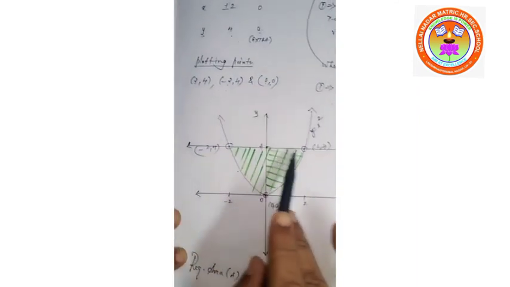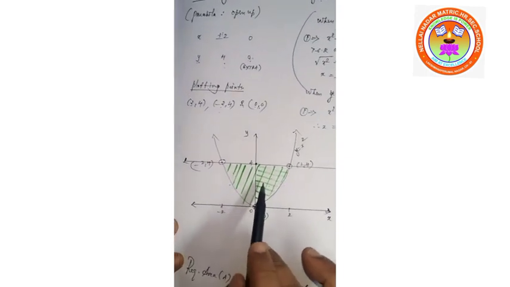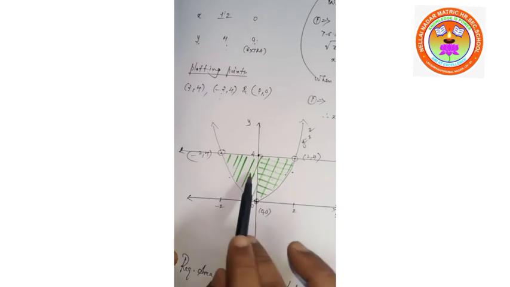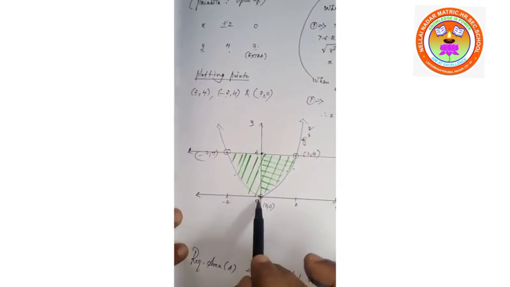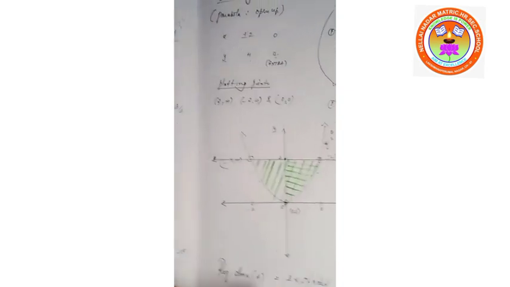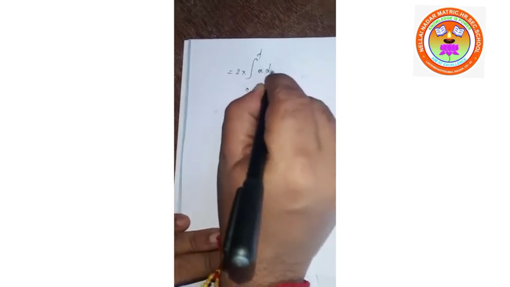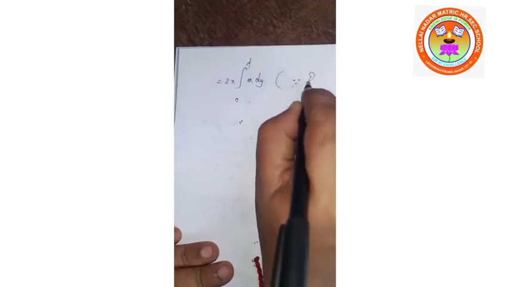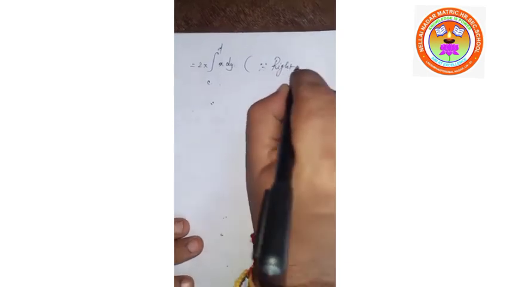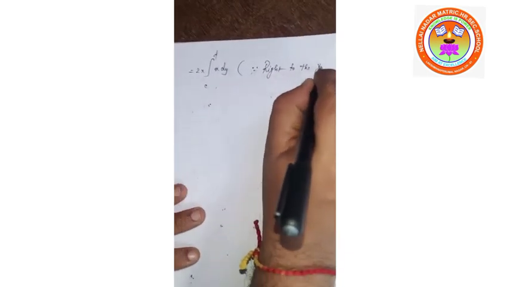This portion, particularly the shaded area, lies to the right of the y-axis. We are going to apply the y limits 0 and 4. So right of the y-axis, you know the formula. First write 2 into integral c to d x dy, since the area lies to the right of the y-axis.